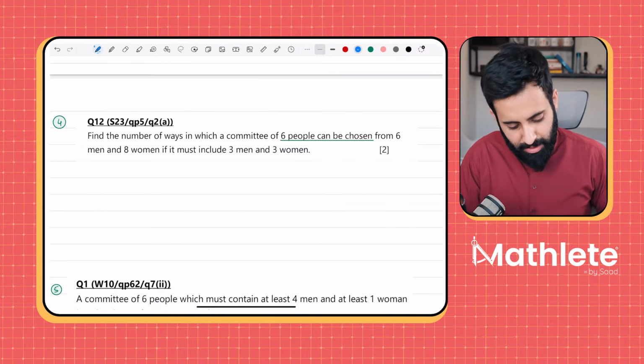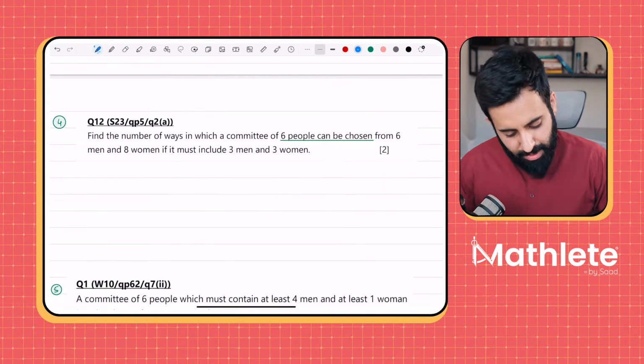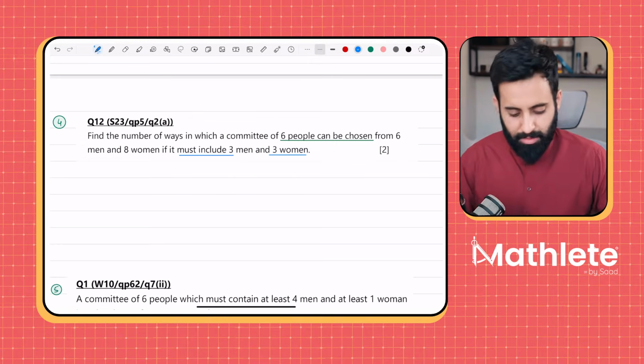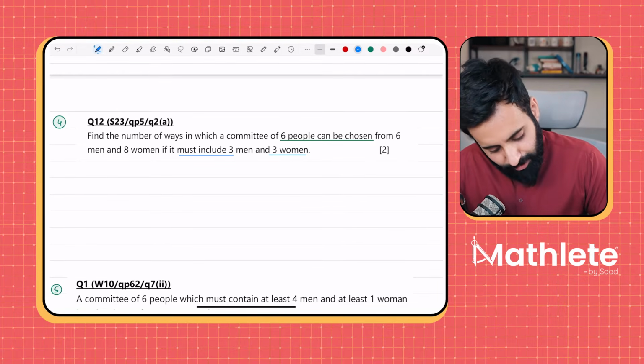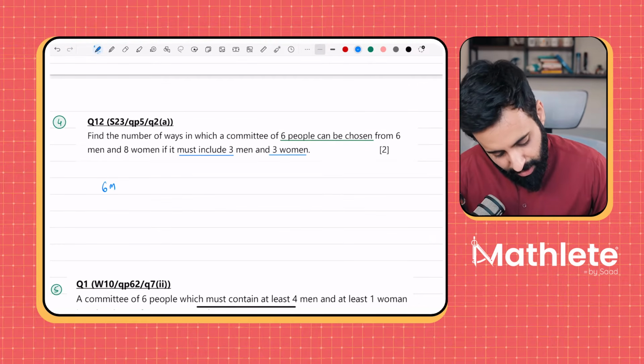So this question says, find the number of ways in which a committee of 6 people can be chosen from 6 men and 8 women if it must include 3 men and 3 women. So that means 3 men, 3 women should make the group of 6. That's it. So how many men do we have? We have 6 men to choose from, and we have 8 women to choose from. So from these 6 men, we want to choose 3, so that means 6C3.